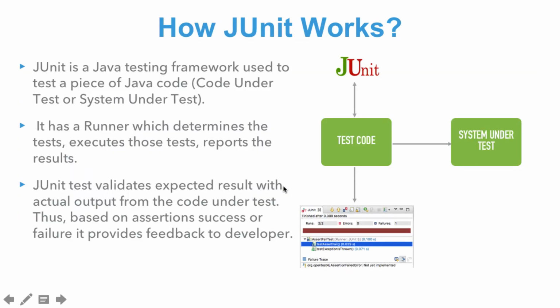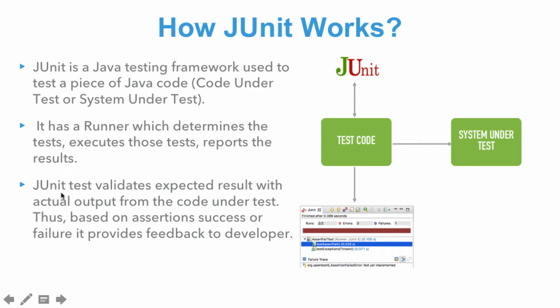Moving ahead, how does JUnit work? JUnit is a Java testing framework used to test a piece of Java code, which is nothing but code under test or system under test. So the piece of code which we want to test is the code under test or system under test. In this framework, in order to test a piece of Java code, we write the test code. The JUnit framework has a runner which discovers this test code, executes it, and reports the results.